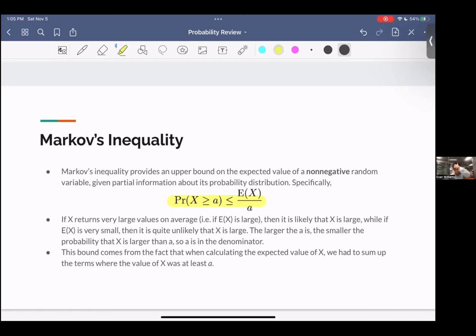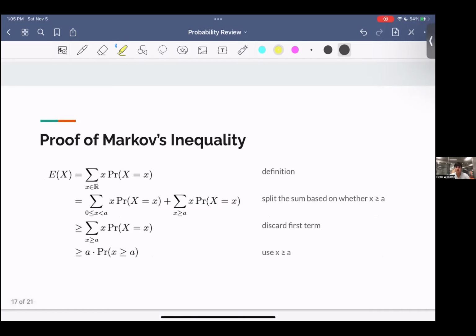So it wouldn't make a whole lot of sense if our expected value was really small, but then we somehow found a value that was incredibly large, right? That can't be a very likely event. So here's a formal proof of Markov's inequality, and you don't really need to understand the proof, but this can hopefully help convince you of the fact that it's true.